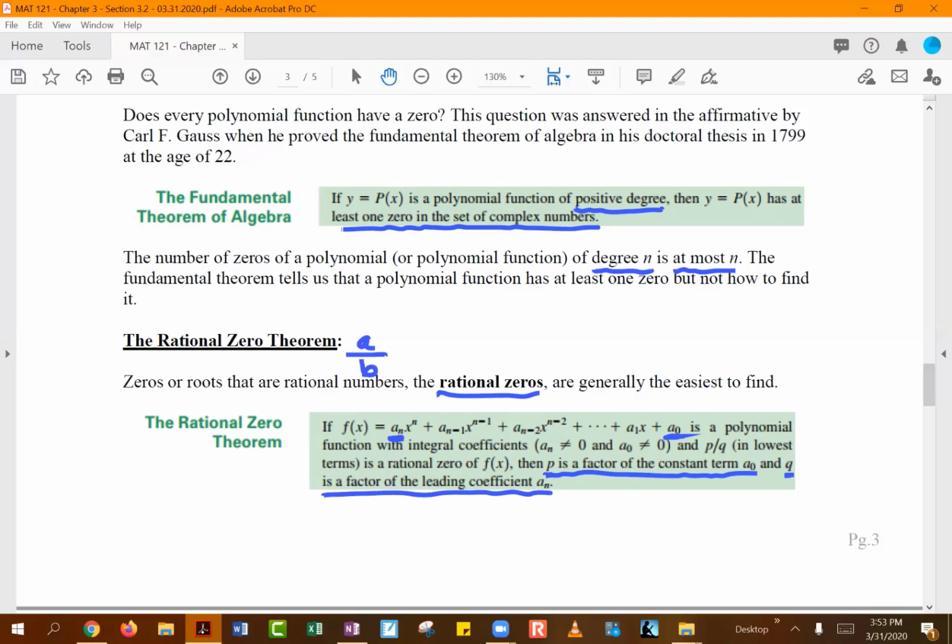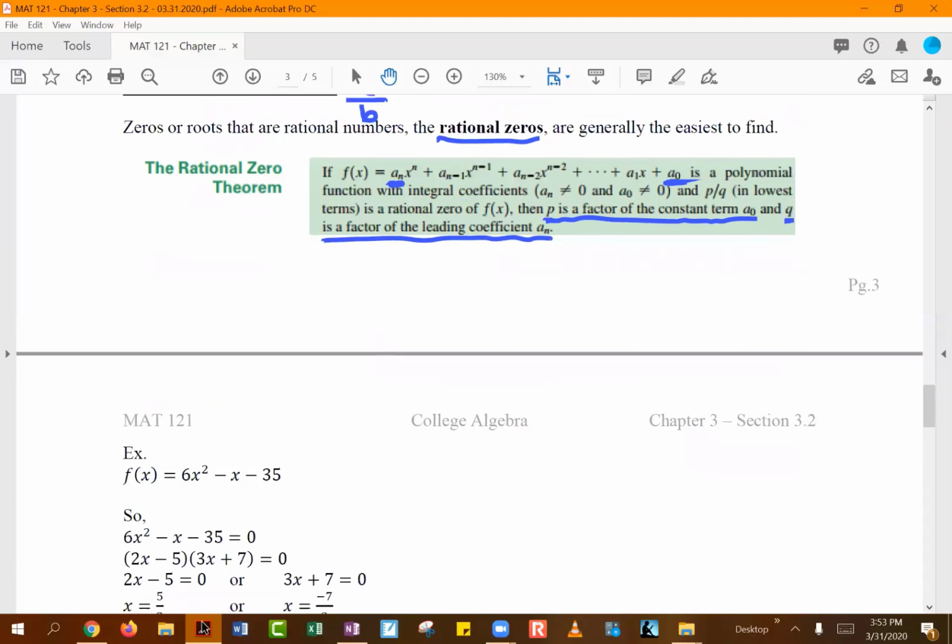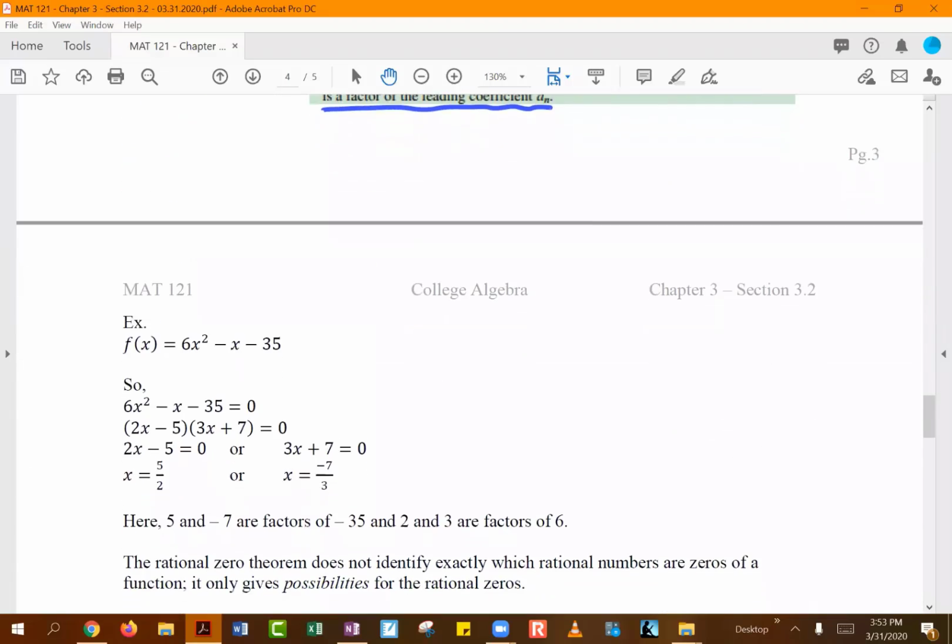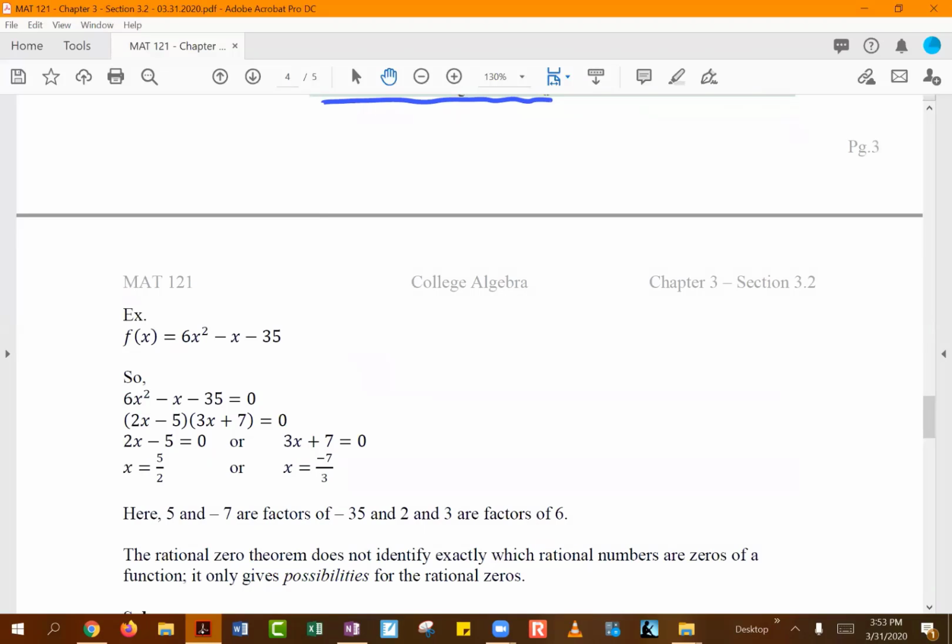So you're basically going to take the factors of this constant number, a sub 0, and you're going to divide it by the factors of your leading coefficient, which is a sub n. And if you're a little bit confused about what exactly they're talking about here, you will see when we do our example, it will actually end up making more sense for you. So let's take a look at this example here.